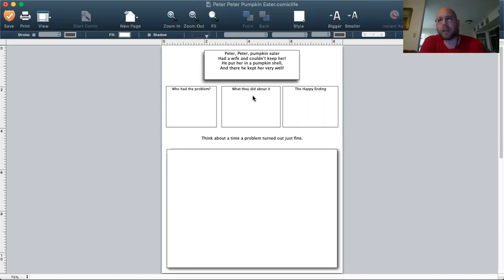When we develop our kernel essay, we're going to use this text structure, who had the problem, what they did about it, and the happy ending, to match this prompt. Think about a time a problem turned out just fine. So let's think of a problem. One of the problems a lot of kids have is a broken toy. A lot of times we think about what we can do to fix this toy.